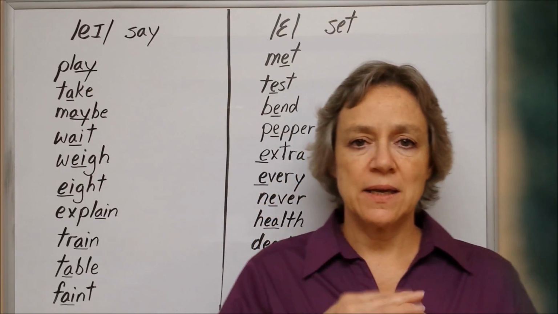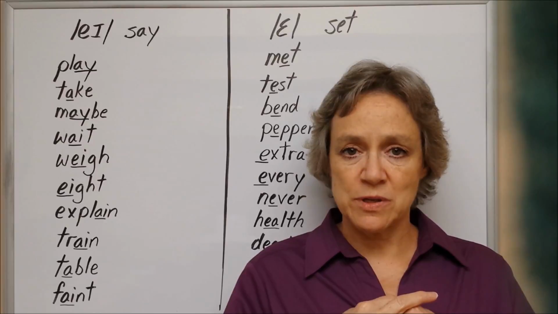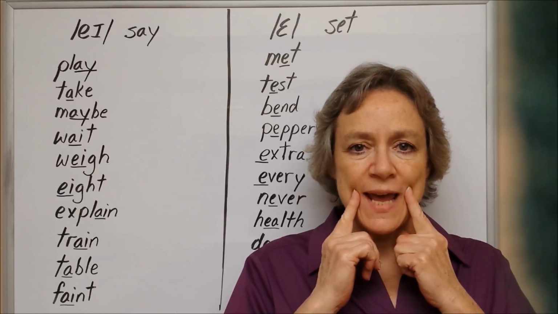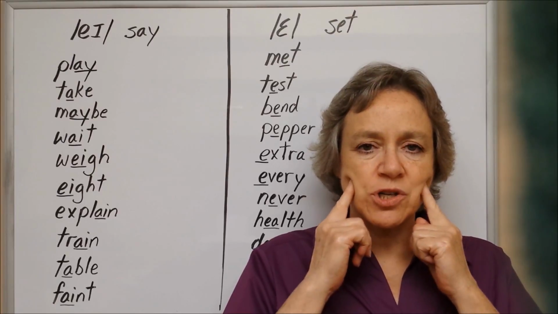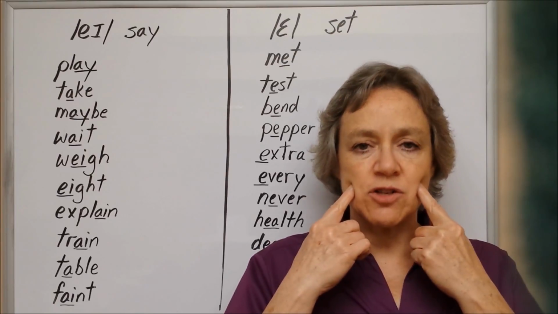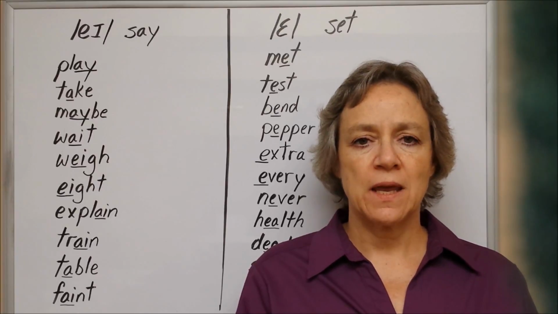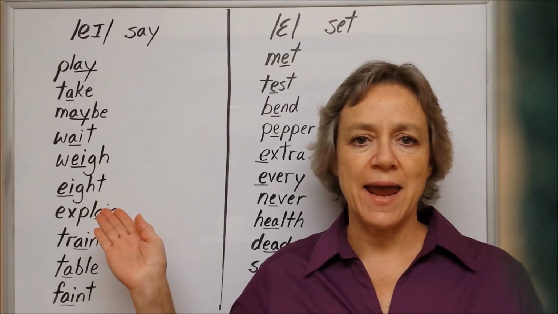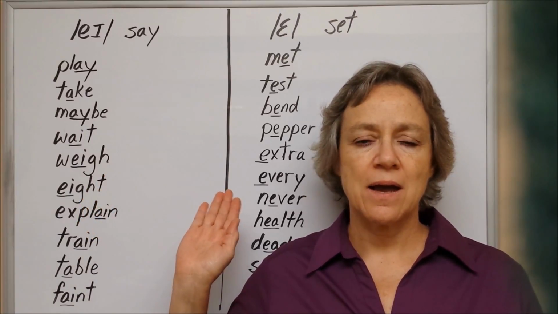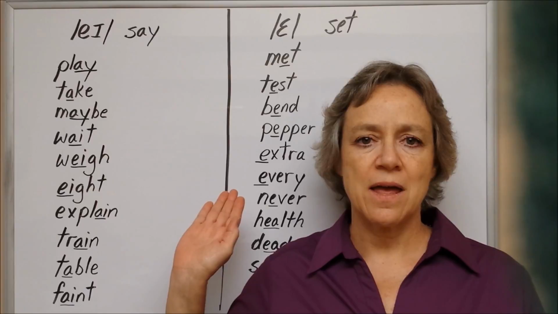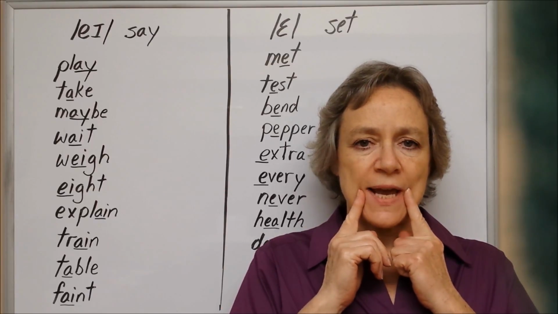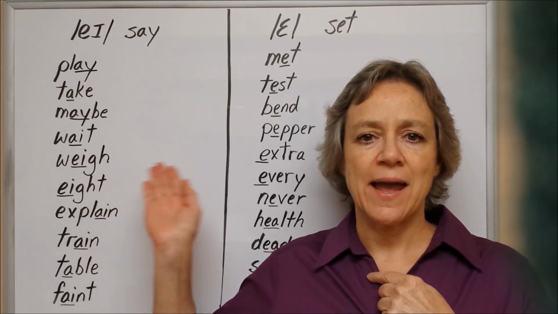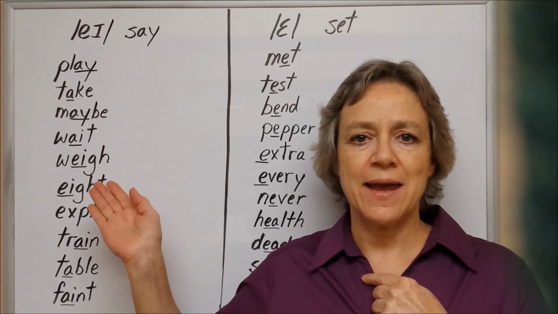Eh has the tongue in about the same position, but as I said, it's a lax vowel, so the sides of my mouth will relax, and my tongue will not push against my upper teeth. It can still touch my teeth, but it won't push. Eh. A, eh. A, eh. Do you see the sides of my mouth relaxing when I say eh? A, eh.